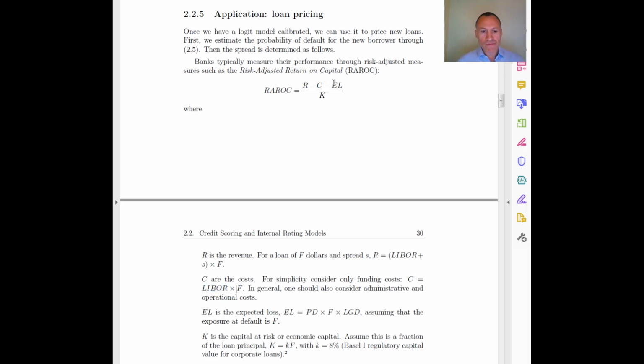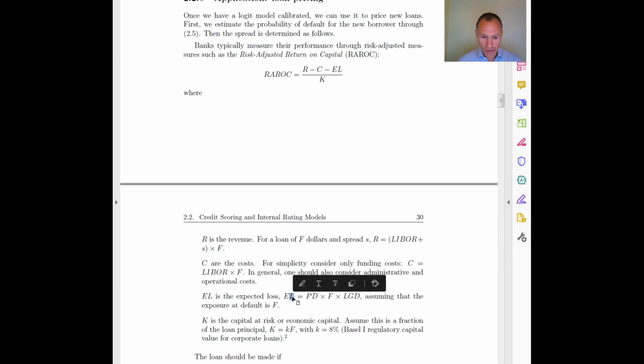And then we have the expected loss, which we have discussed in the initial chapter. The expected loss is the probability of default, and this is where the Logit model comes in. The number that we got from the previous explanation comes in here, the probability of default. This is the amount of the loan, the exposure, and this is the loss given default.